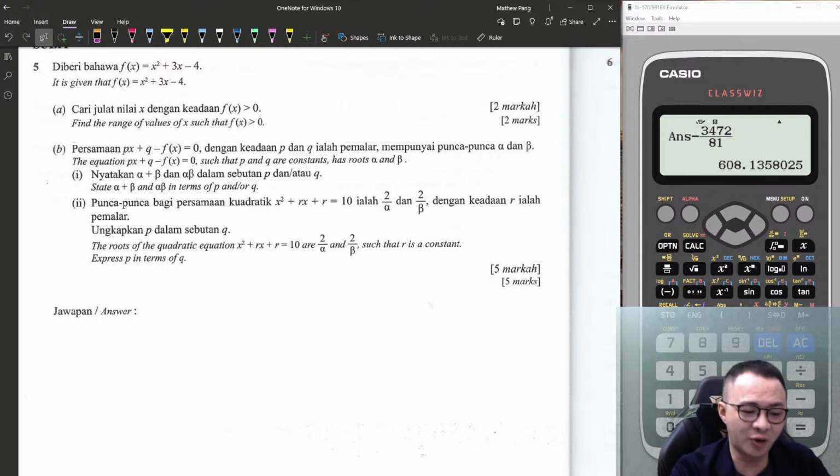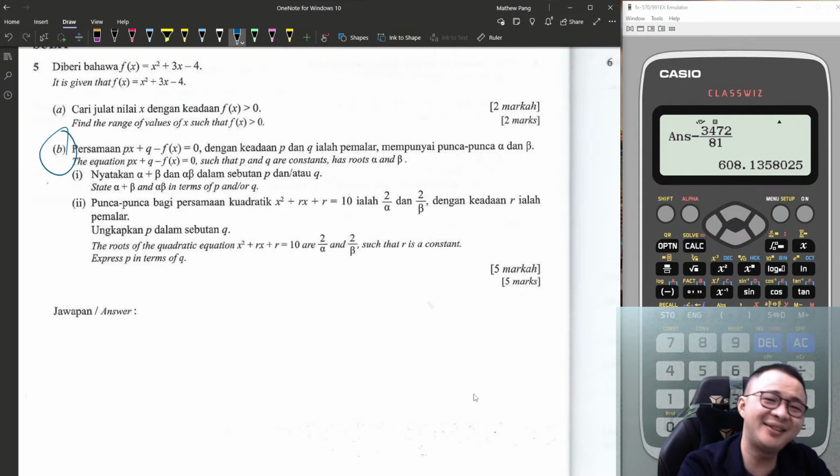Alright, quadratic inequality. This question is also not that hard, but a lot of algebra. So anyway, let's do it together. Find the range of values of x such that f(x) is bigger than 0. So x squared plus 3x minus 4 bigger than 0.